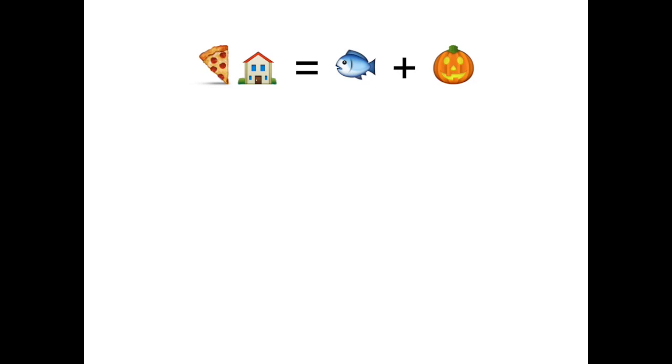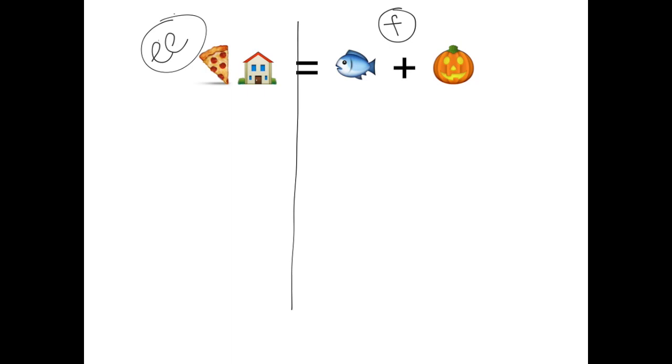Here we have Pizza House. That could be Pizza Hut. So anyway, Pizza House equals fish plus pumpkin. Try to get fish by itself. Let's solve. Fish on the right side and everything else on the left. That means I need to get rid of the pumpkin.